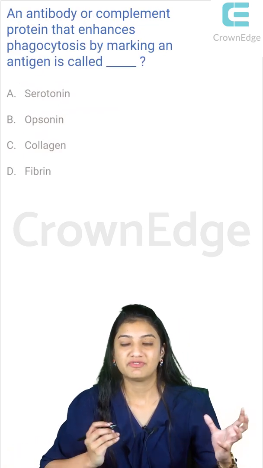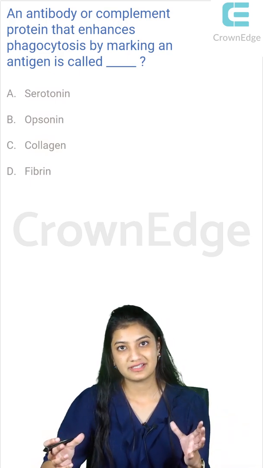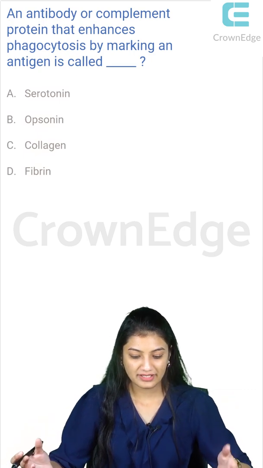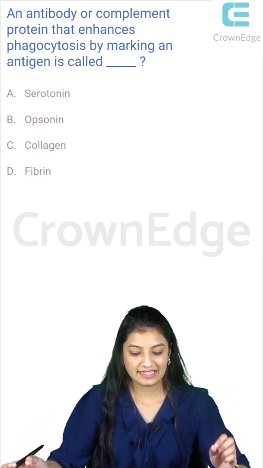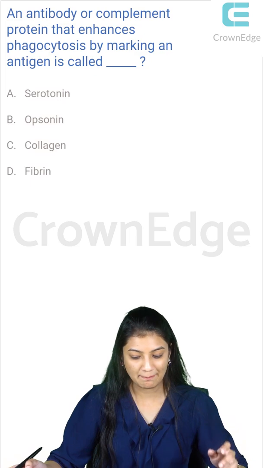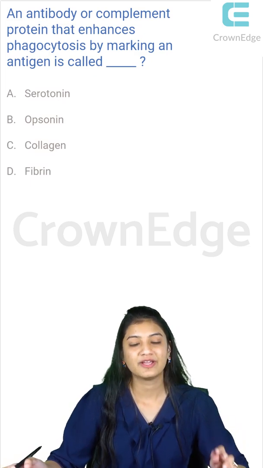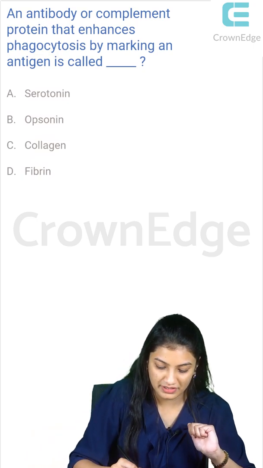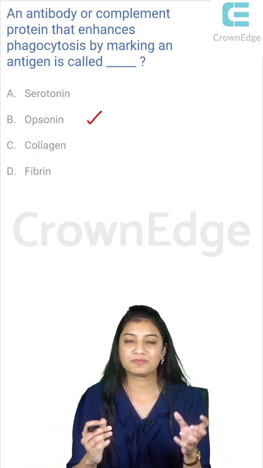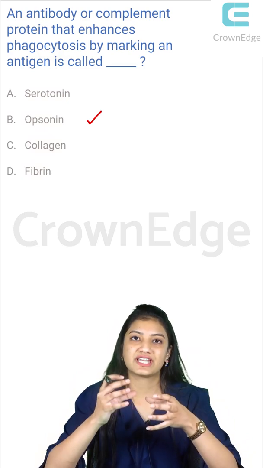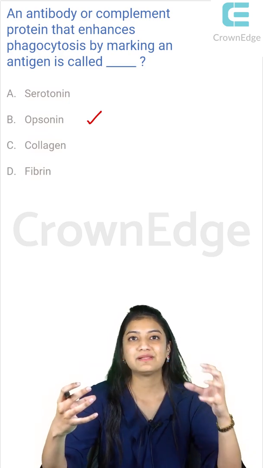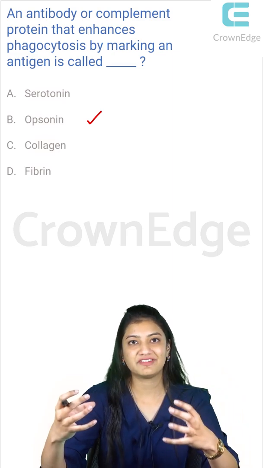Now that we know that they get attracted to the site, we need to know how it happens. Any antibody or complement protein that enhances phagocytosis by marking an antigen is called what? It is more or less a definition. So the answer is opsonin. Opsonin is a substance which gets coated onto the antigen, which helps the neutrophils to identify it better.